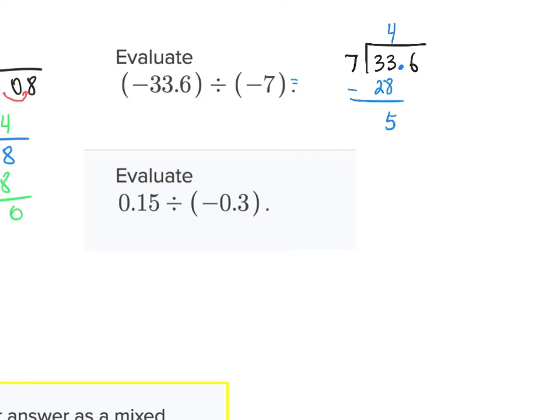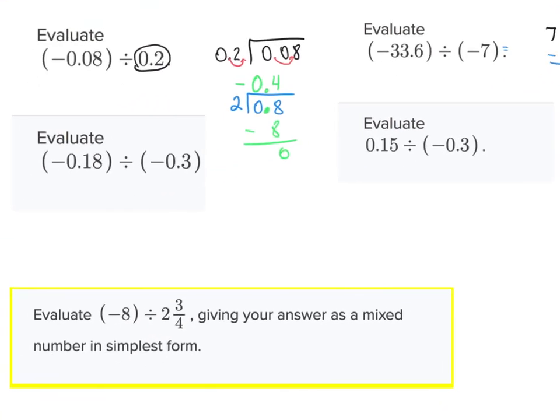Now remember, if I have a decimal, I need to put my decimal up top. I bring my 6 down. 7 goes into 56 8 times. So my answer would be 4.8. Let's try our next one.